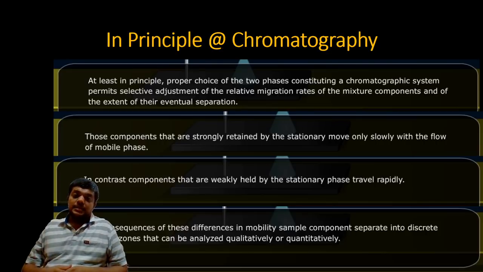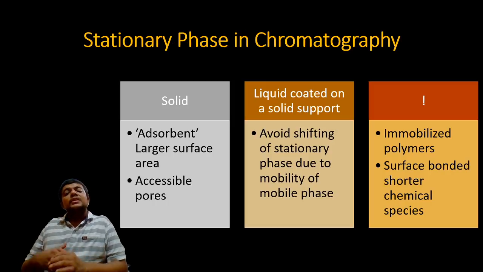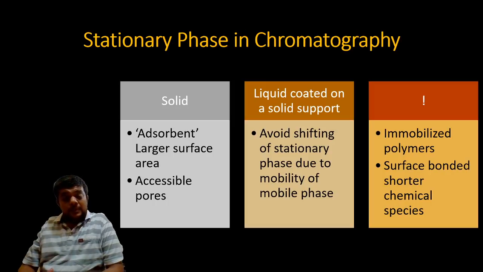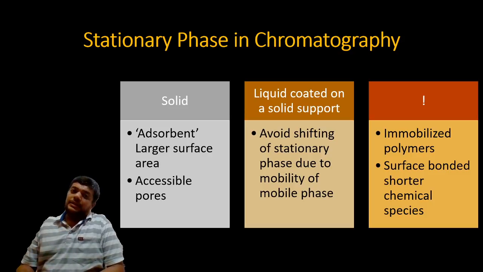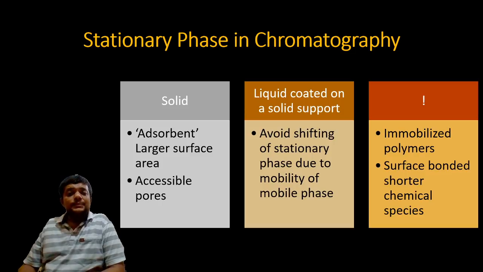Now, the stationary phase in chromatography can be a solid, can be a liquid coated on a solid support, kind of a gel. And the third one is something really interesting. We'll come to that. But when we say solid, it is generally a porous material or an adsorbent having a very large surface area. And as it is porous, there are accessible pores where a component can fit into.